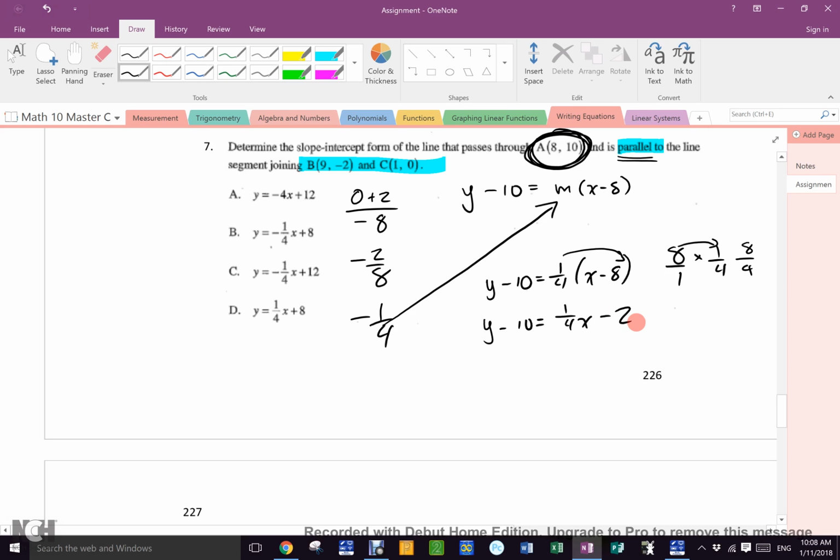Right? Now, what do I got to do there to make slope-intercept form? I just got to move him. What happens to that negative when he comes over here? Positive. So y equals 1/4 x plus 8. D. As in, damn, Mr. Myers, you make math fun.